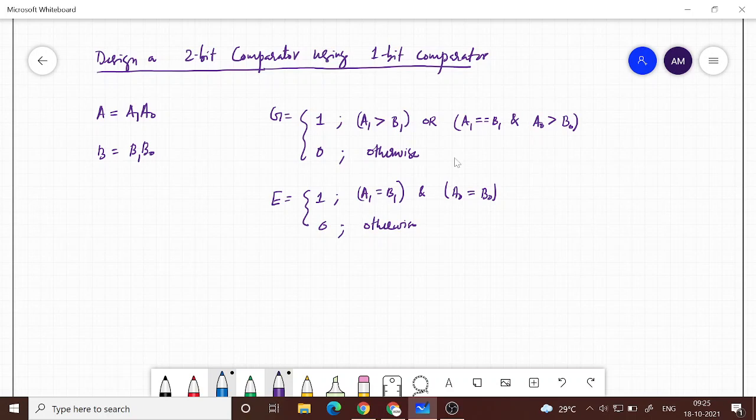Okay, so then L equals 1 if A1 is less than B1. You don't need to check anything else. You can declare that L is 1, or A is less than B. Or if they are equal, that is, A1 is equal to B1 and A0 is less than B0. So this is an alternate way. L can be 1, 0 otherwise.